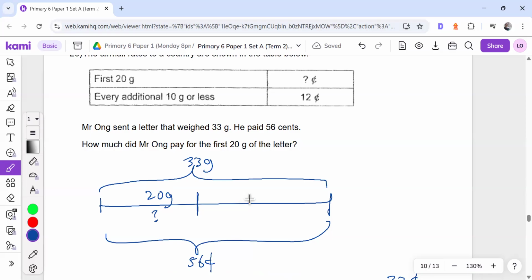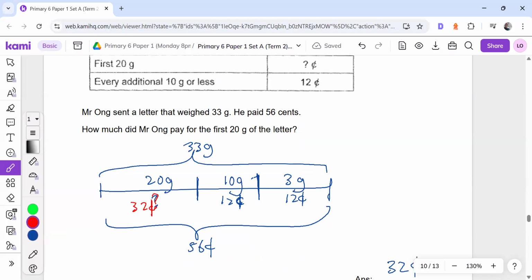But every additional 10 cut here, this is 10 gram, then this must be 3 grams. So every additional 10 gram is 12 cents, and the 3 gram is also 12 cents. So let me ask you, can you find the question mark already? You take 56 minus 12, and that's how you get your 32 cents, which is the first 20 grams.